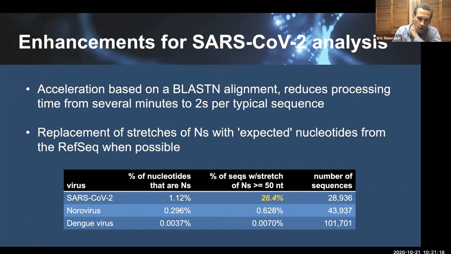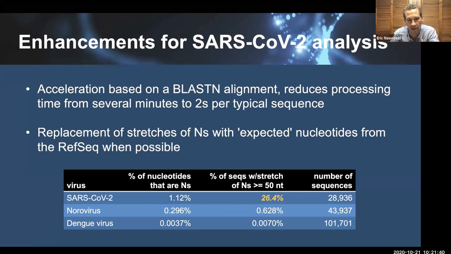So those are the 4 stages of VADR, and that's kind of how VADR works in general. And those are the alerts that we developed when we were testing for norovirus and dengue virus. When we started analyzing SARS-CoV-2, we realized that there were 2 issues that we had to address specifically for SARS-CoV-2.